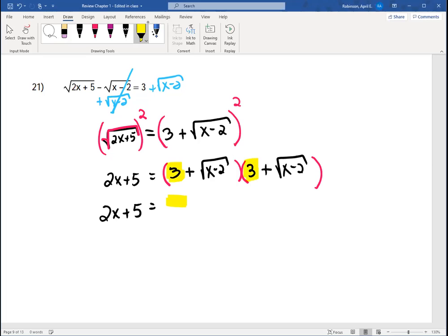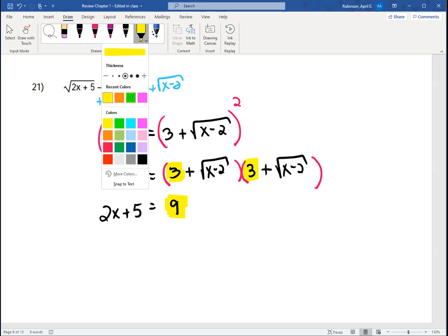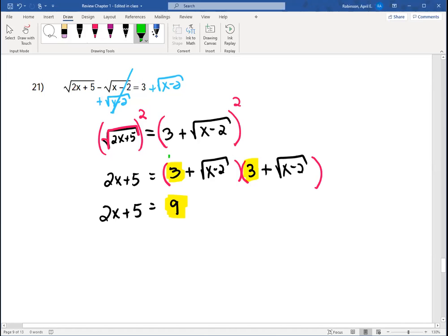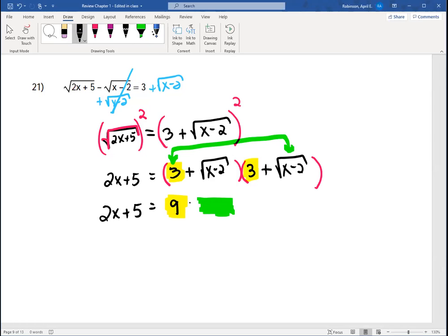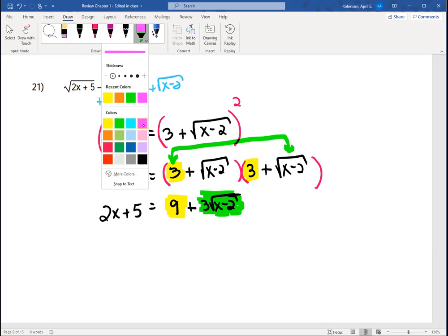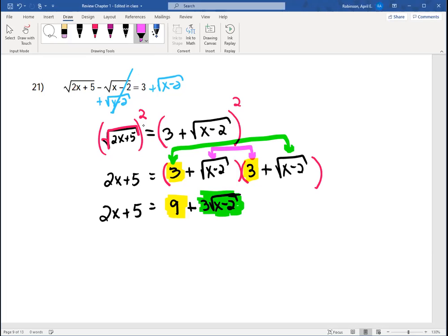First times first gives me the first term here. 3 times 3 is 9. Then I'm going to multiply my outsides, which would be this 3 times that square root of x minus 2. That'll be my outsides. So that's going to be plus 3 times the square root of x minus 2. Then I'm going to go to my insides. My insides would be this guy times that guy. So my I is going to go right here. And that's another plus 3 square roots of x minus 2.